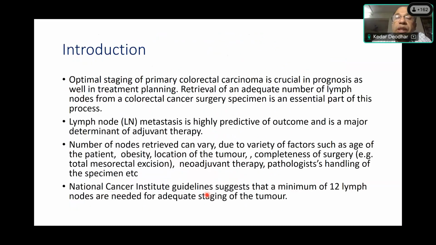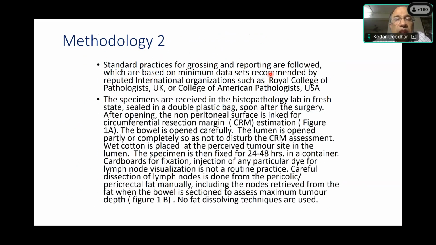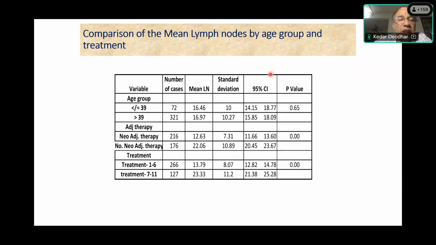So a total of 393 cases of colorectal cancer surgery. We looked at the reports, and we tabulated how many nodes, how many positive. Did we mention all the compliance of our data sets regarding T stage, N stage, perineural invasion, LVI, and so on and so forth. I'll go on. These are the contents of this publication. I'll go on to the last slide.